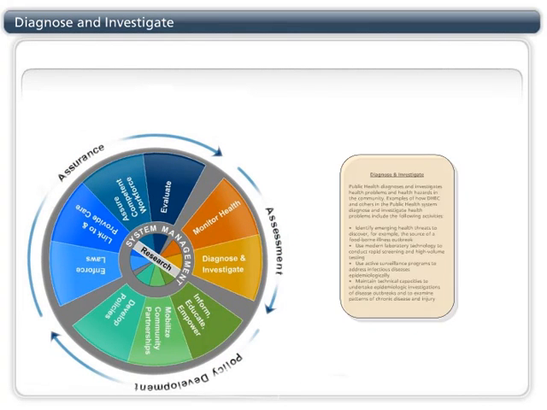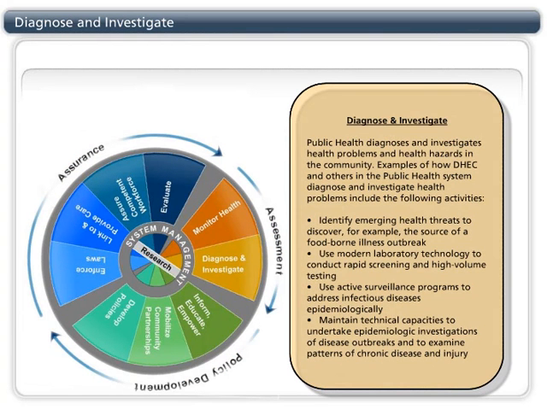Public health diagnoses and investigates health problems and health hazards in the community. Examples of how DHEC and others in the public health system diagnose and investigate health problems include the following activities: identify emerging health threats to discover, for example, the source of a foodborne illness outbreak.